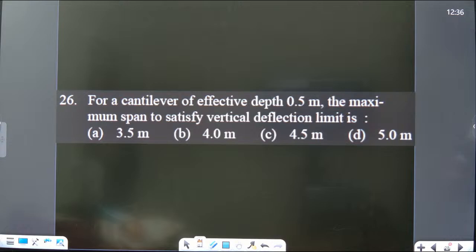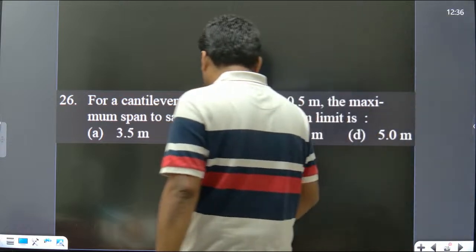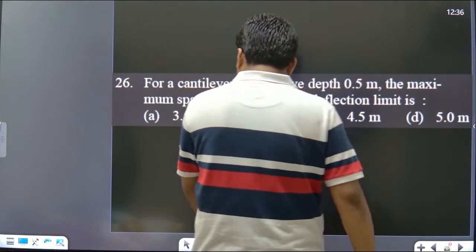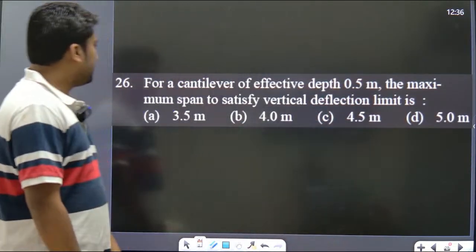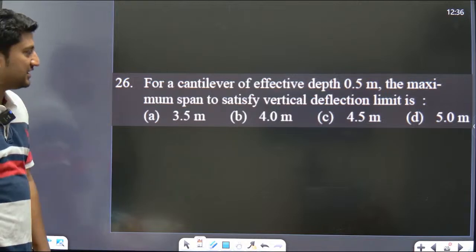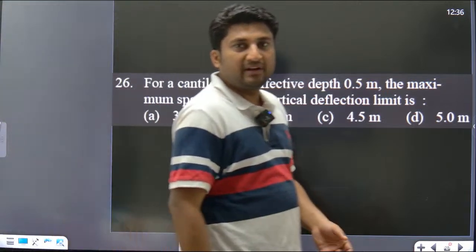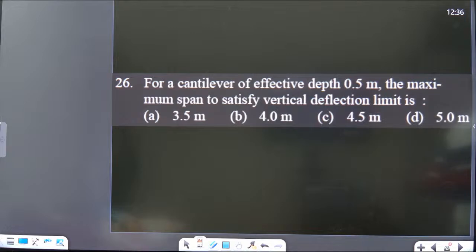What is the correct answer? For a cantilever of effective depth 0.5 meter, the maximum span to satisfy the vertical deflection limit is? So what is the span by depth ratio? This is a very simple question. The answer is 3.5.